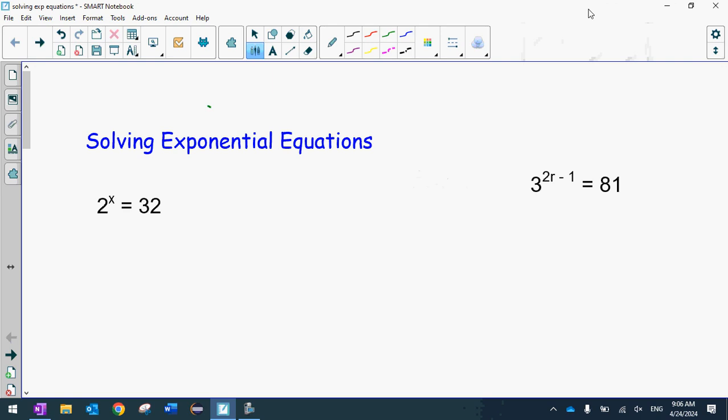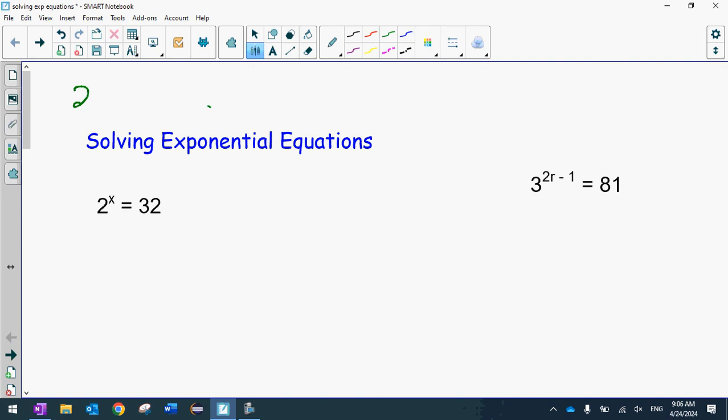Topic yet. It's actually not your textbook. So I've got some problems for you on the worksheet when we're done. Solving exponential equations. I mean, so far in this course, we've solved like linear equations.